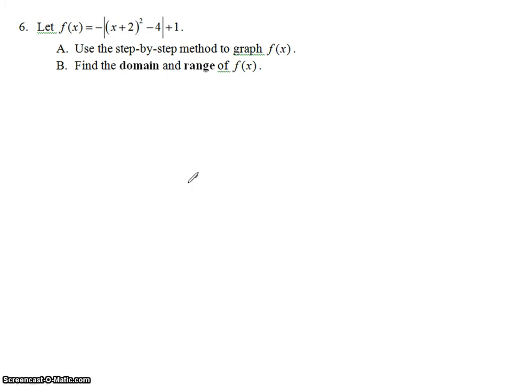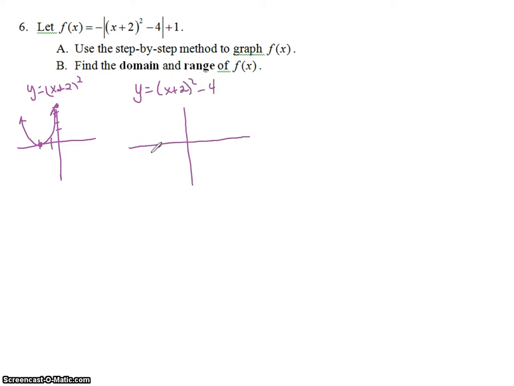All right, number 6. Use the step-by-step method to graph. So we'll start with x plus 2 squared. I know x plus 2 squared is a parabola that shifted 2 units to the left. Just because I want to know where it crosses the y-axis, I'm going to put 0 in for x, giving 4. So this is 1, 2, 3, 4. It's going to cross right here at 4. Then I'm going to go down 4 units, because we've got a shift of minus 4. So I'm going to shift this down 4 units.